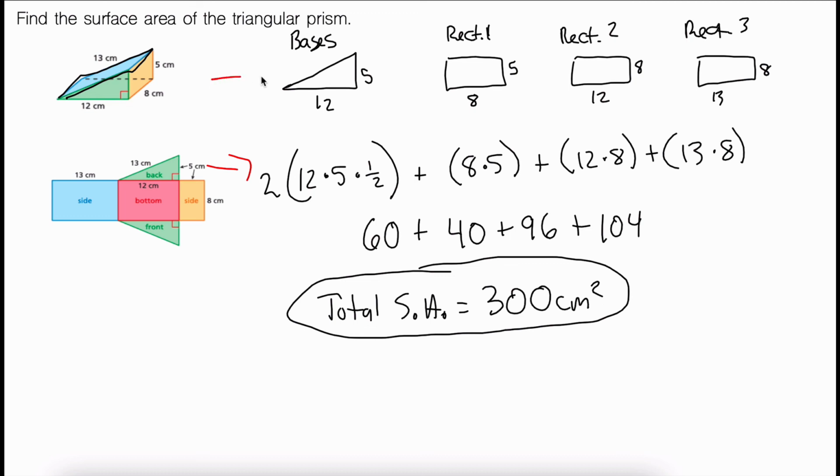I would also super strongly encourage everyone to be doing this. Either draw the net or the deconstructed net and label it clearly, just like I did, and then just jump right down to your final answer. Let the calculator do all the heavy lifting of multiplying and adding it all together, and that's your total surface area. And that's your mini lesson on how to find surface area and what surface area is.